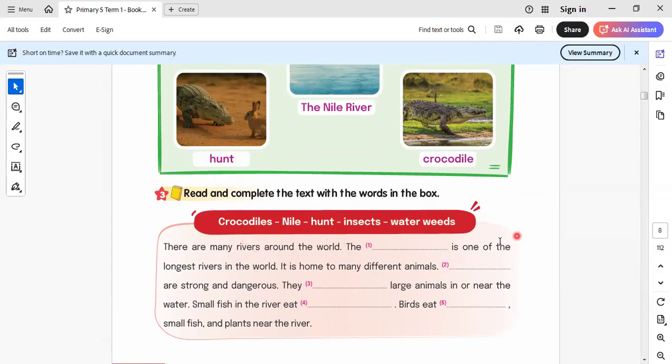Here we have the words and we have sentences. We put the suitable word in the suitable place. There are many rivers around the world. The Nile is one of the longest rivers in the world. As we know, you can remember, we took it in Connect before, and in Discover. It will be the Nile. It's home of many different animals. Crocodiles are strong and dangerous. What are the strong and dangerous animals that live in the Nile? It will be crocodiles.